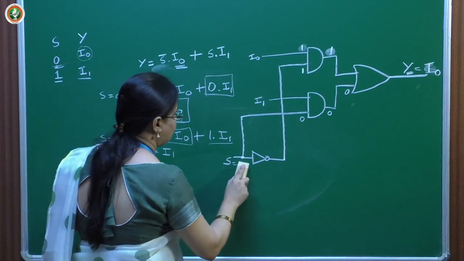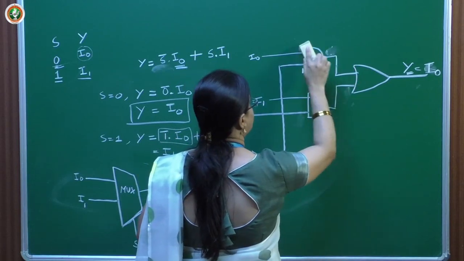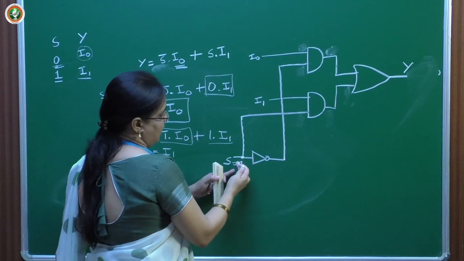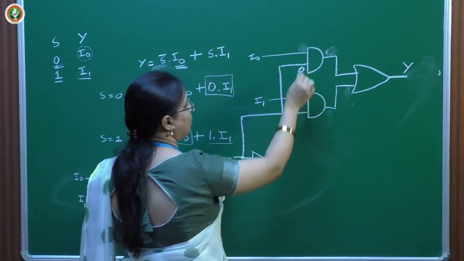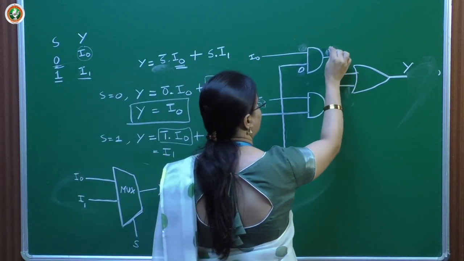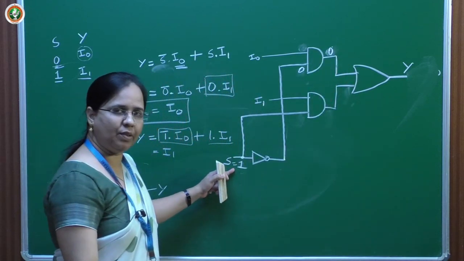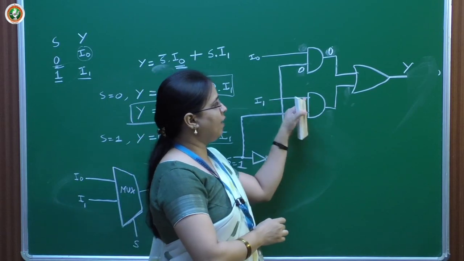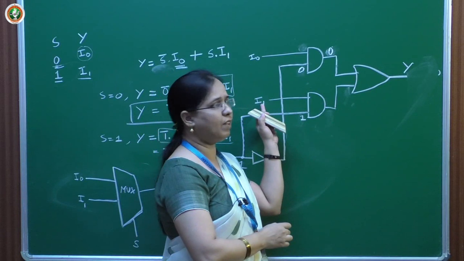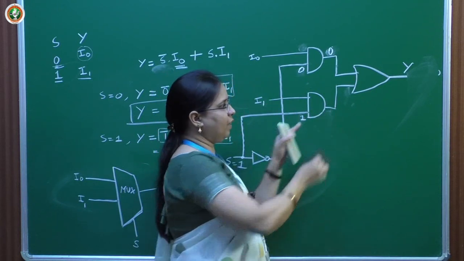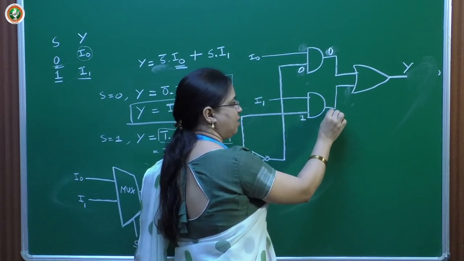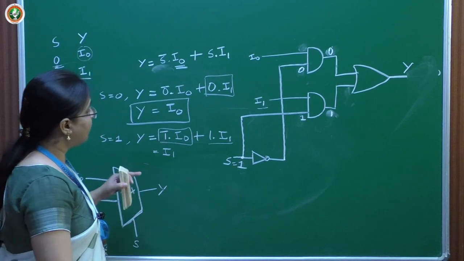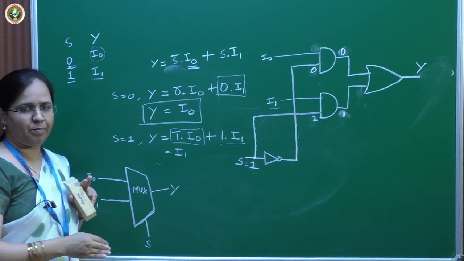Now if the S value is 1, let us try this. S is 1, so this is going through the inverter. That means one of the inputs to the upper AND gate will become 0. So irrespective of the I0 value, the AND gate will give the output as 0. But S is connected directly to the lower AND gate, so one of the inputs will be 1, and another input is I1. So the output of this AND gate now depends on the I1 value. If I1 is 0, I am going to get 0. If I1 is 1, I am going to get 1. So again the total output of the circuit will be I1.